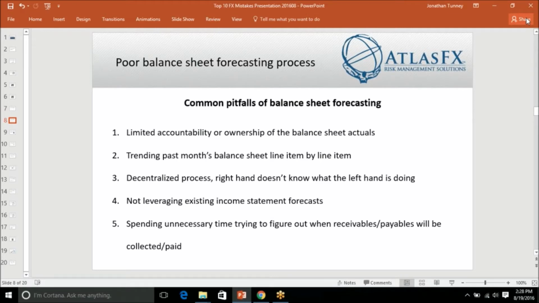It could be some junior analysts that may just be stuck with the task of coming up with this balance sheet forecast, and they don't know what to do beyond maybe trending the past month's balance sheet. Maybe line item by line item, maybe putting some seasonality into it, but there's not a lot that they are really able to do. And this is because it's a very decentralized process, and they don't really know how the balance sheet is going to move that month and all the things that go into that.